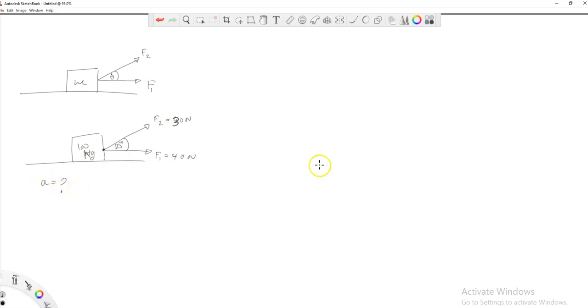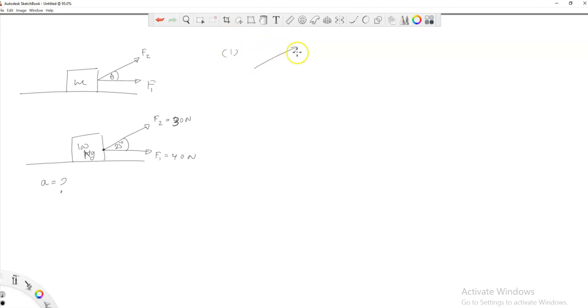This F1 is already on the x-axis. I have told you earlier, if something is on either the x or y axis, you don't change it, you just leave it as it is. F2, on the other hand, is 25 degrees to the horizontal. So we're going to split F2 first. That's our first step. We're going to split it.